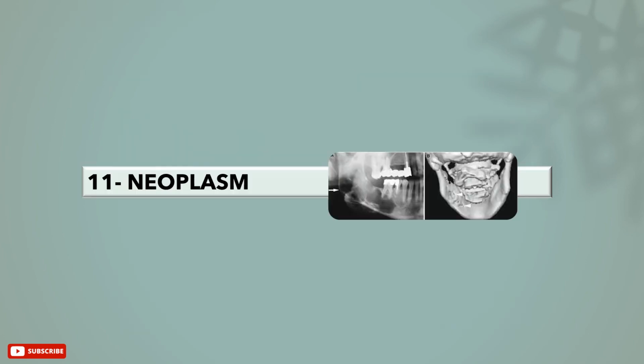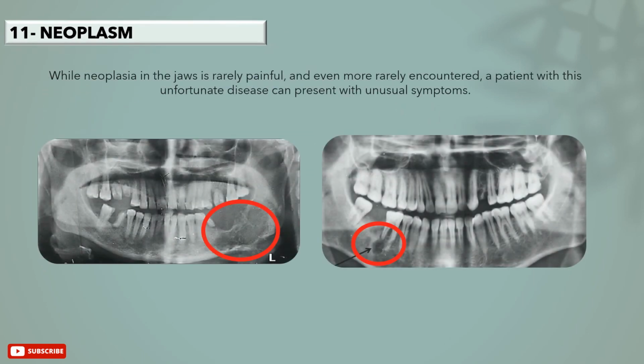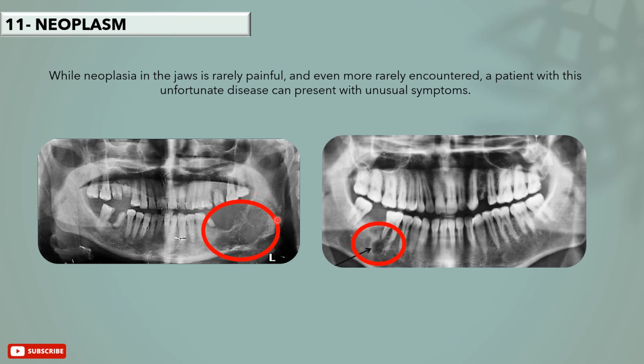The last cause for non-odontogenic pain that will be discussed in this tutorial is neoplasm. Neoplasms in the jaws are rarely painful and even more rarely encountered. A patient with this unfortunate disease can present with unusual symptoms like pain that resembles pulpal pain and then will relieve suddenly and disappear, and then they will experience tooth mobility.